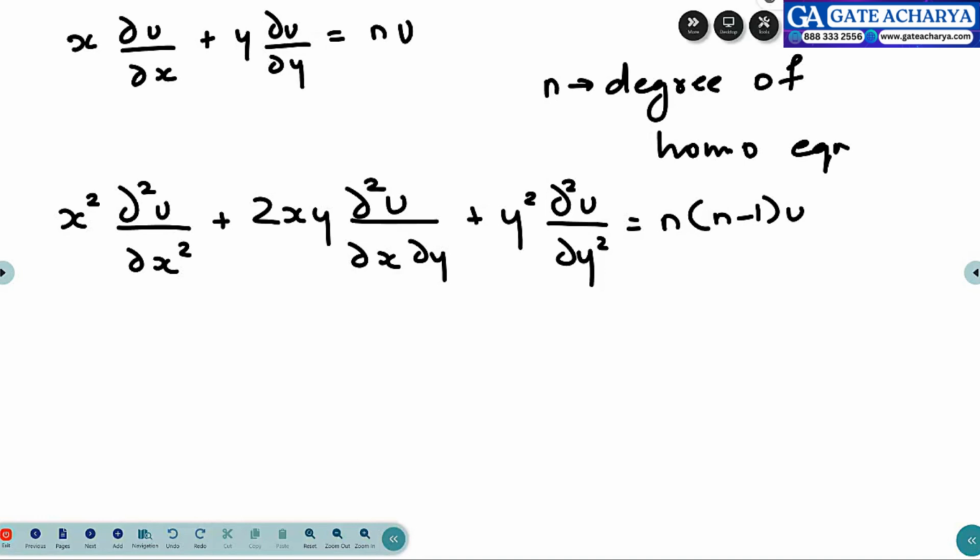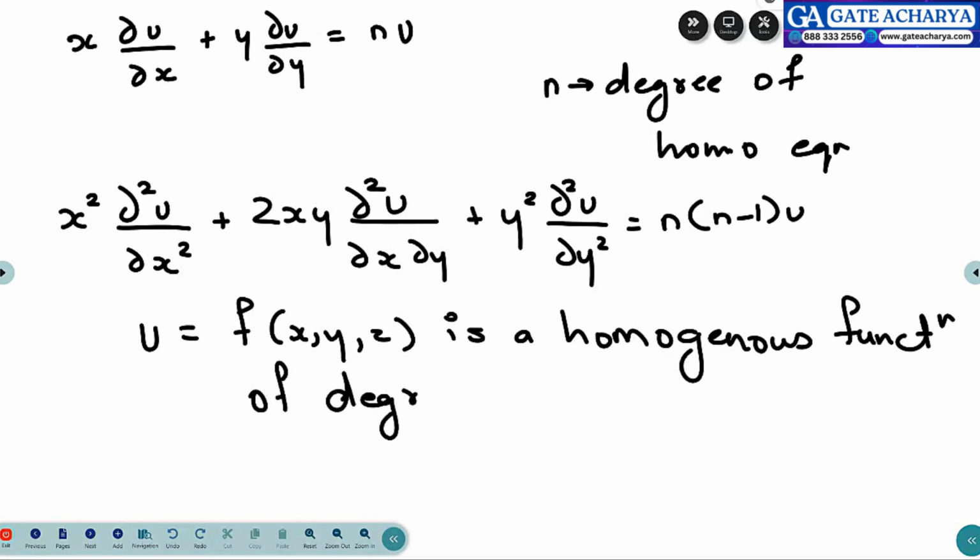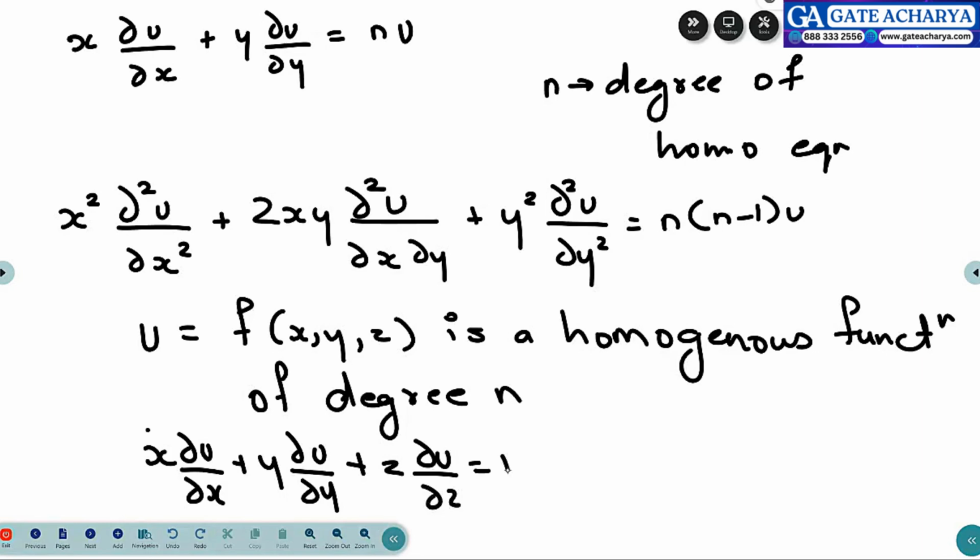Now, Euler's theorem can also be extended for 3 variable functions. Okay, it can be like this. If u is f of x comma y comma z, a homogeneous function of degree n, then x dou u by dou x plus y dou u by dou y plus, how many variables are here? 3 variables, right? So z dou u by dou z will be what?